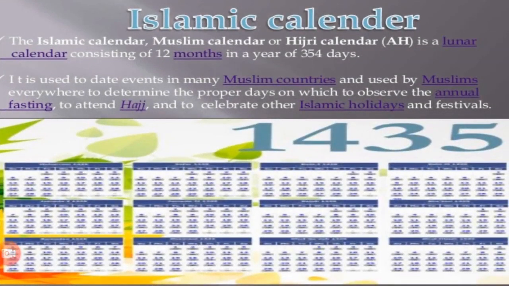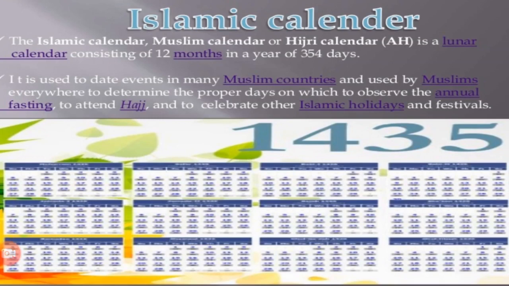Firstly, we'll talk about the Islamic calendar. Well, guys, the Islamic calendar, or Muslim calendar, or Hijri calendar, is a lunar calendar. And guys, it consists of 12 months in a year and we have 354 days in this calendar. Okay. And you remember that I told you that we have 365 days in the solar calendar.